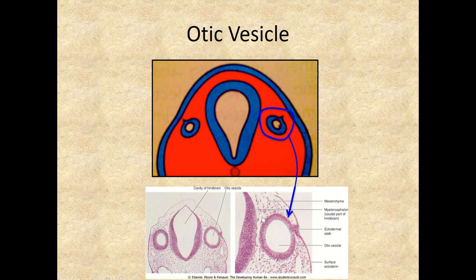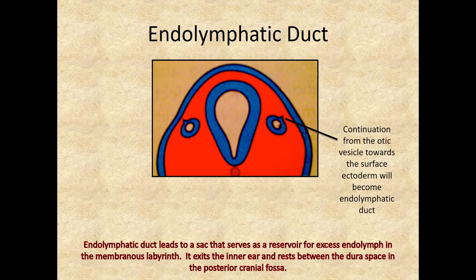So this is what it looks like when you look at a histology picture of this otic vesicle kind of sinking down inside the mesenchyme of this region. There is a little bit of continuation from the otic vesicle towards the surface ectoderm, and that will develop into the endolymphatic duct.